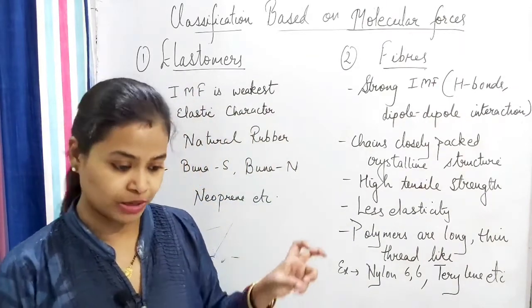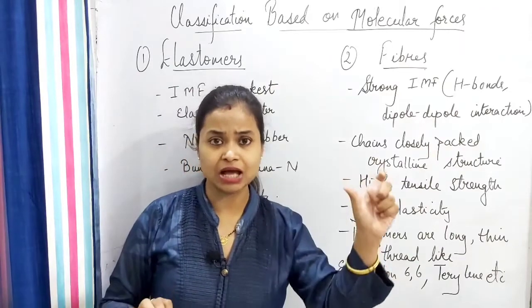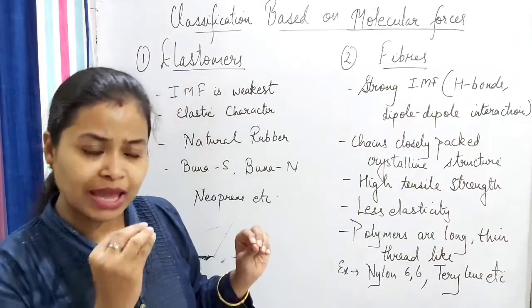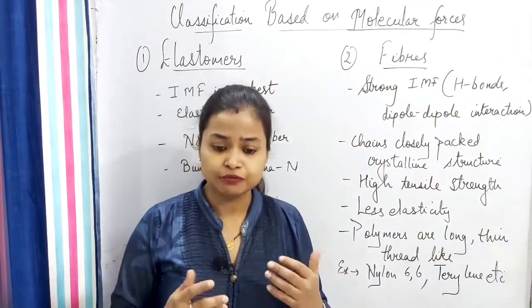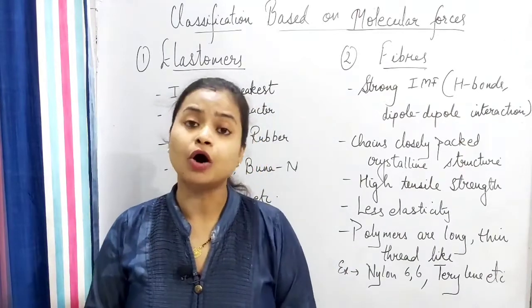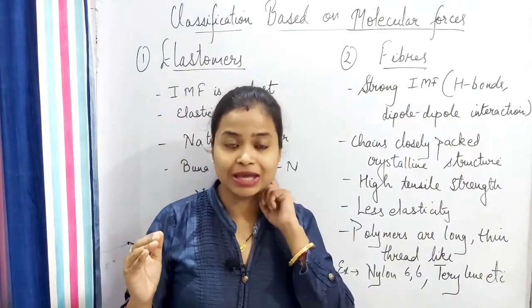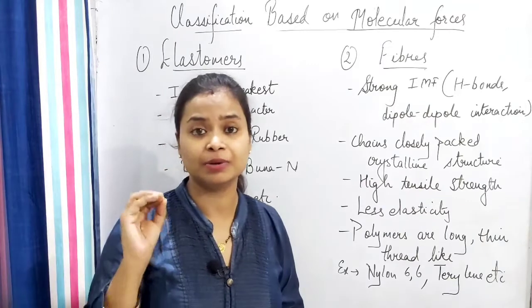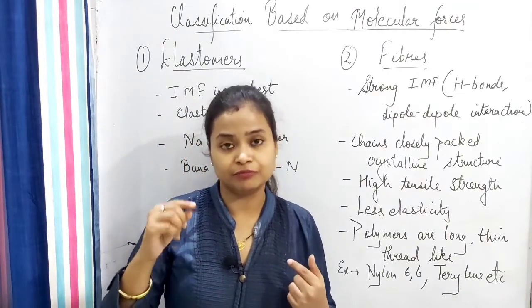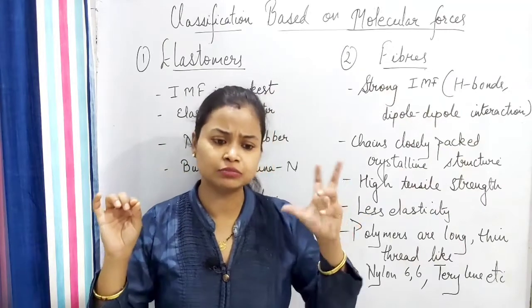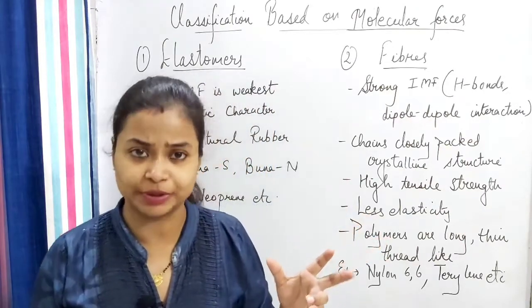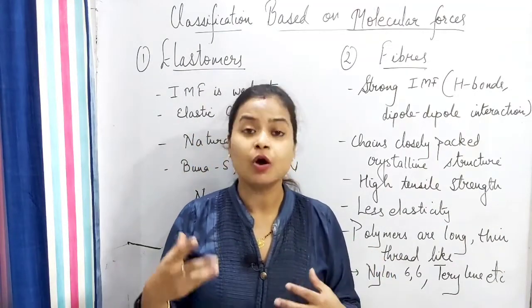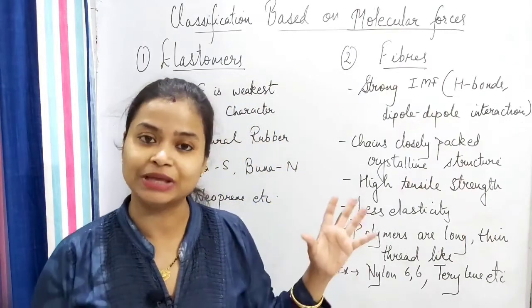First of all, elastomer. As the name suggests, elastomer means elastic unit. Any polymer which has this property of elasticity, or which behaves like a rubber, is called an elastomer. When I say any polymer which behaves like a rubber, we are using the word rubber in general for those substances which possess this elastic property.